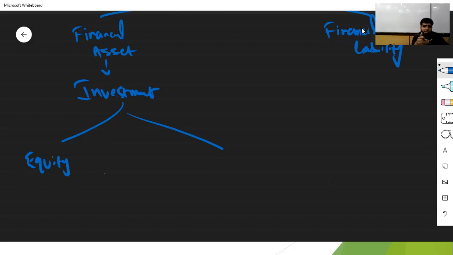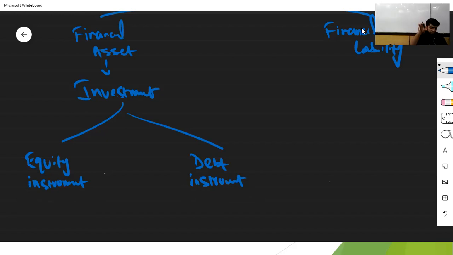And once you are making an investment in another company, you would have two options. Either you would invest in the equity of another company, or you will be investing in debt instruments. It means you will have just two options, and there will be no third option there.